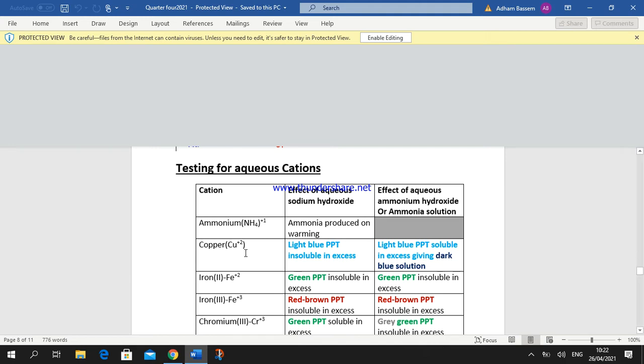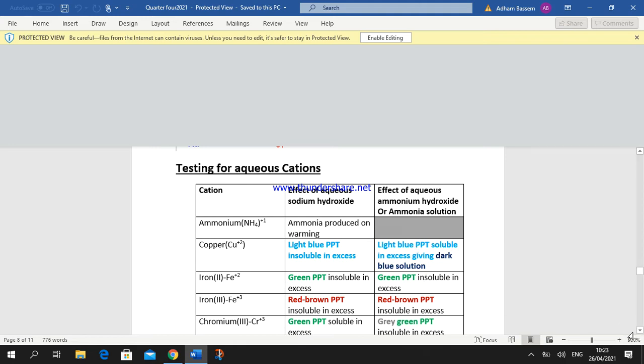Look at the table, copper cation. By adding a few drops of sodium hydroxide, copper cation gives a light blue precipitate. And by adding excess aqueous sodium hydroxide, the blue precipitate is insoluble. In the case of ammonium hydroxide or ammonia solution, the copper cation also produces a light blue precipitate that is soluble in excess ammonium hydroxide, giving a dark blue solution.